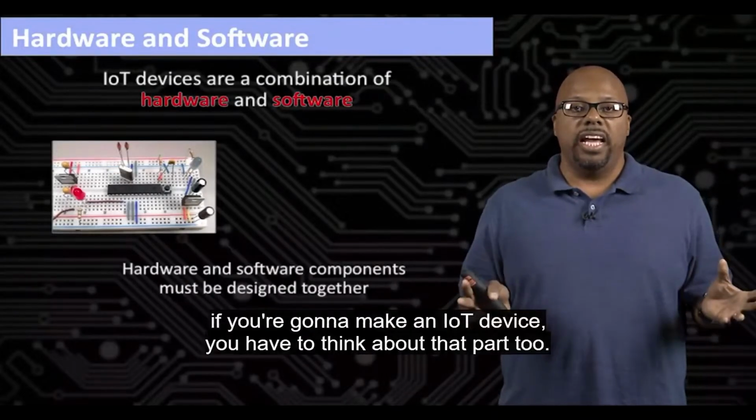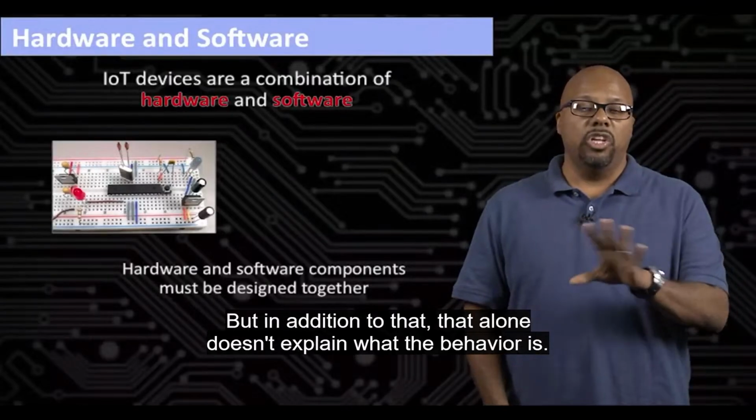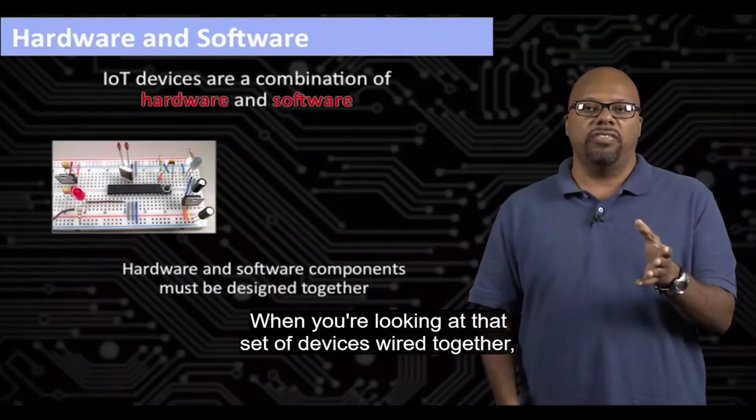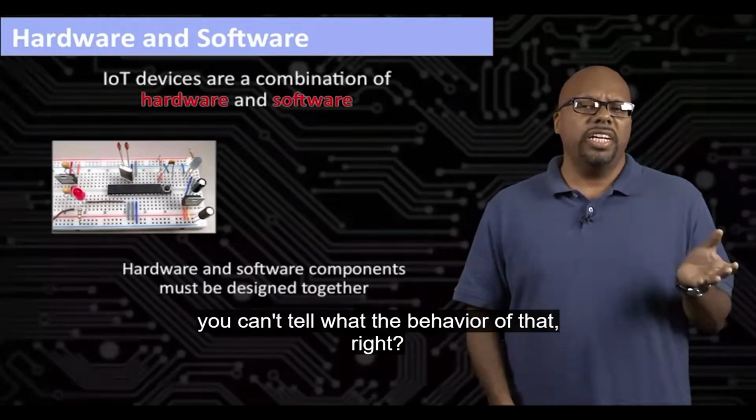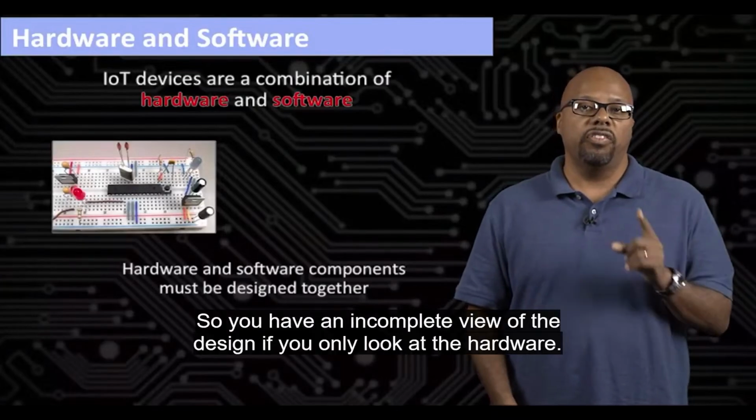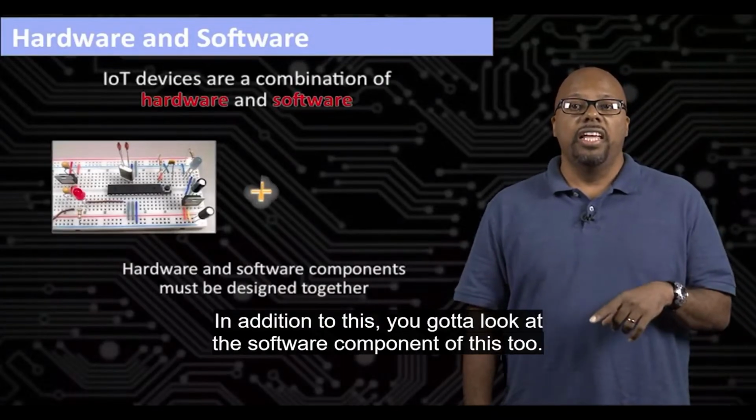And so a designer, if you're going to make an IoT device, you have to think about that part too. In addition to that, that alone doesn't explain what the behavior is. Meaning, looking at that set of devices wired together, even completely understanding what each component does, you can't tell what the behavior of that is, right? So you have an incomplete view of the design if you only look at the hardware. In addition to this, you've got to look at the software component too.